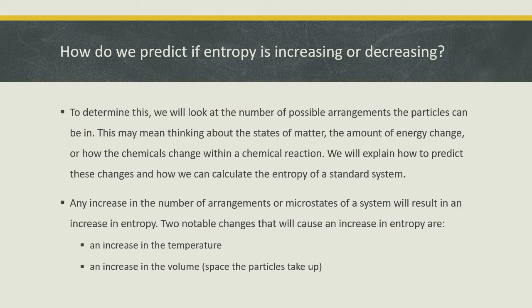standard system. Any increase in the number of arrangements, or what we call microstates of a system, will result in an increase in entropy. Two notable changes that will cause an increase in entropy are an increase in temperature, because our particles are moving faster. They have a faster average kinetic energy, so they're going to be able to occupy more arrangements and more microstates, so they would have an increase in entropy. The other is an increase in the volume, or the space the particles take up. Now, this is not necessarily an increase in the number of particles, which sometimes we get confused for volume, but how much space they take up.